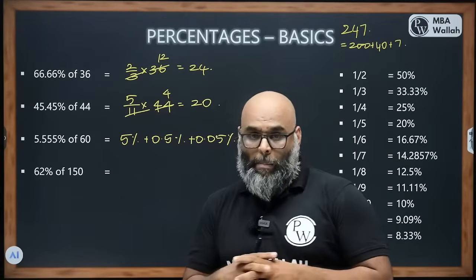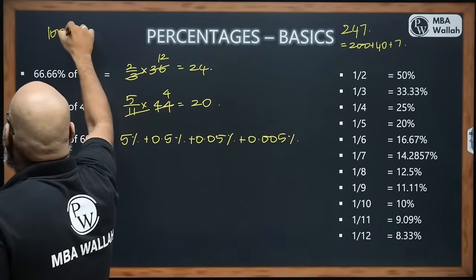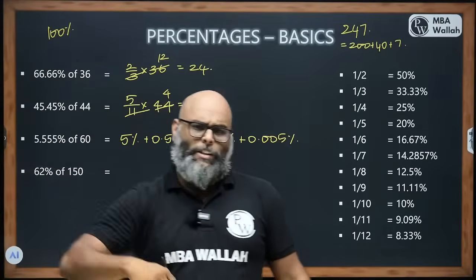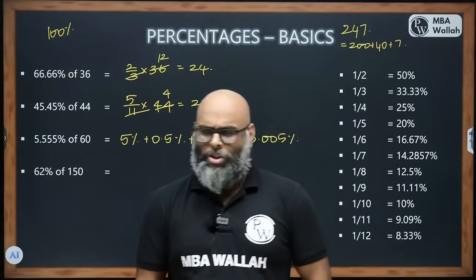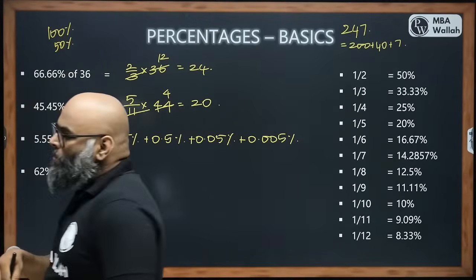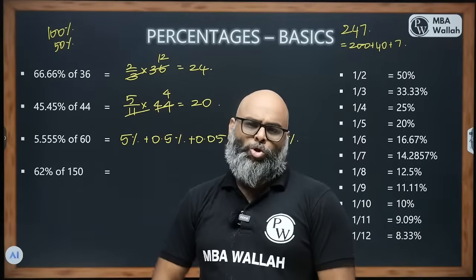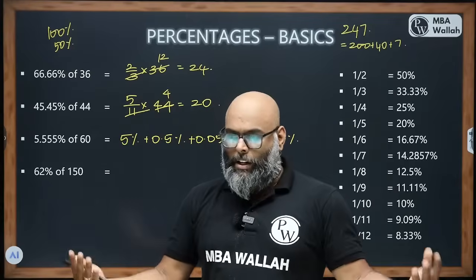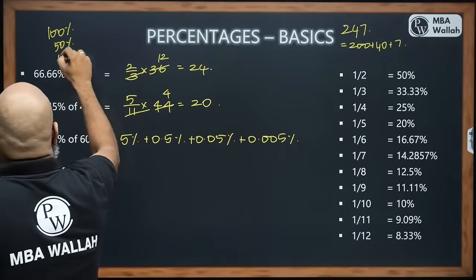Given any number, it is always easy to find 100% of a number. What is 100% of the number? The number itself. It's easy to find 50% of a number. Half the number. What is so difficult about it? 50% of a number is half the number, right? It's easy to find 10% of a number.